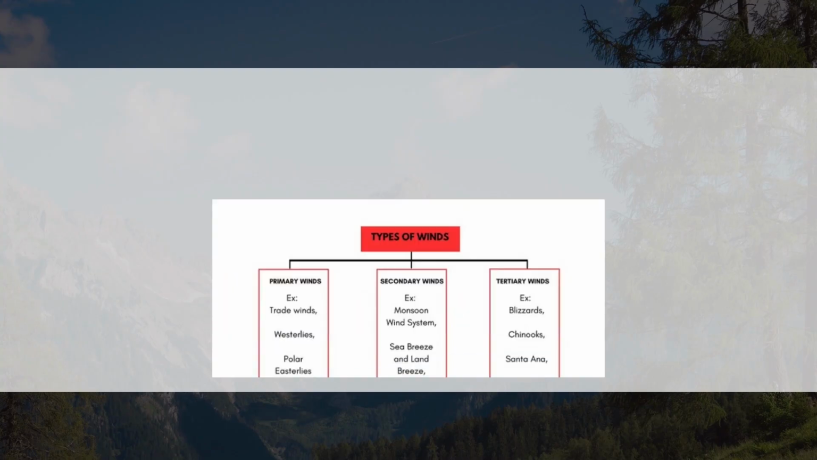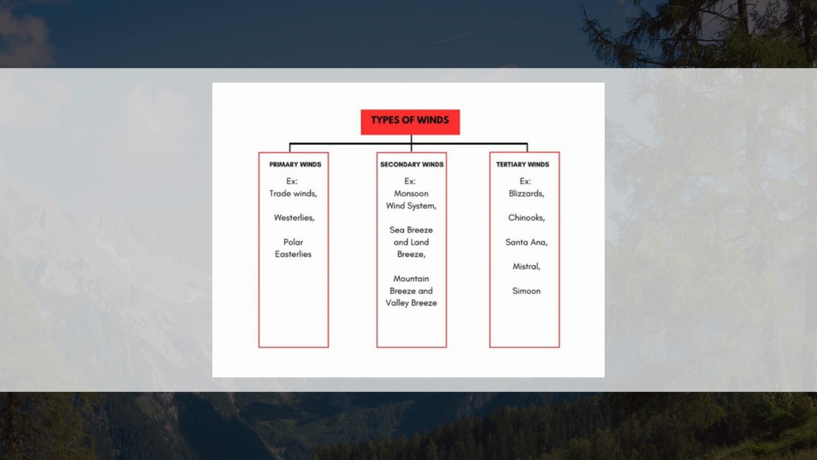Types of winds. Winds can be classified into 3 types. The first one is primary winds, which are also known as permanent, prevailing or planetary winds. The second one is secondary winds, which cover the seasonal winds or monsoon. And the third one is tertiary winds, which are called local winds.